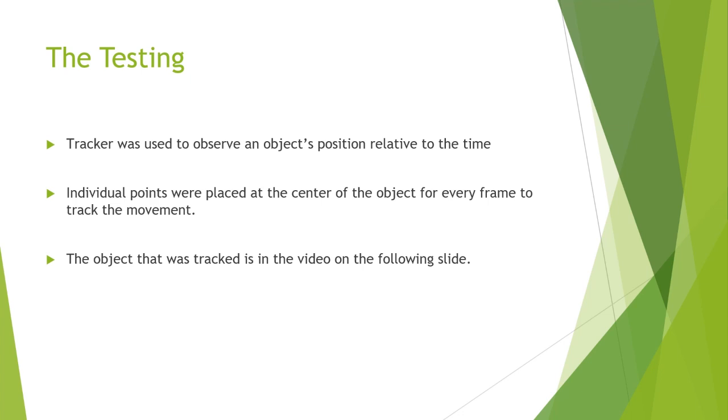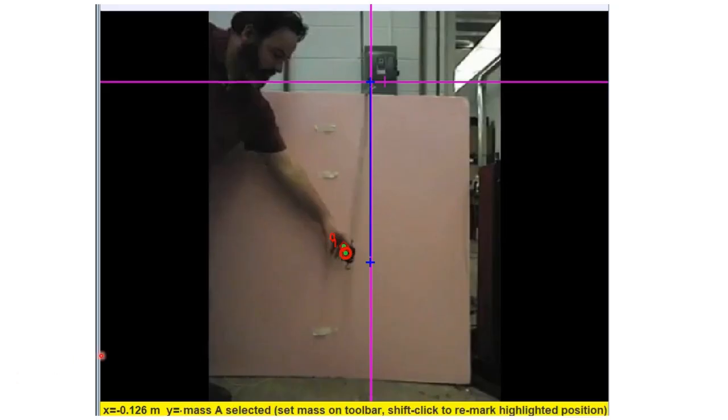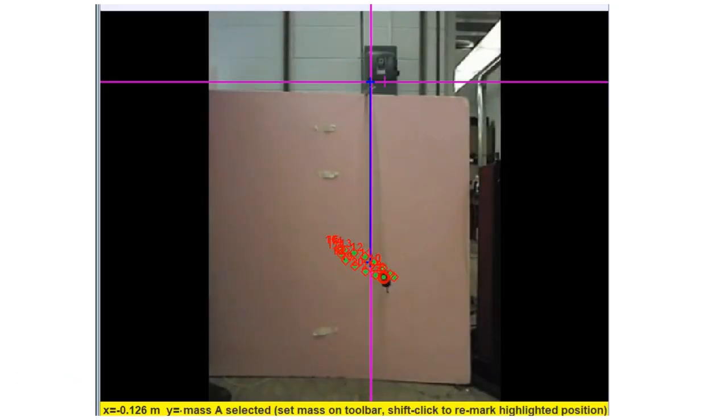So, for testing, Tracker was used to observe an object's position relative to the time. Individual points were placed at the center of the object for every frame to track the movement. And here is the video of the Tracker going and the spring with the object at the end oscillating.